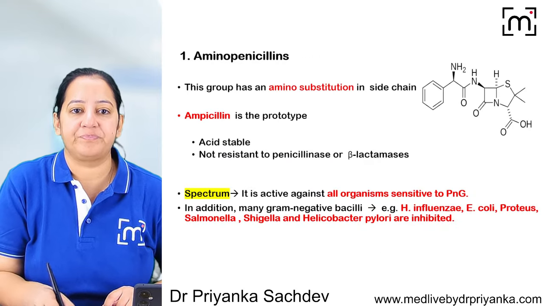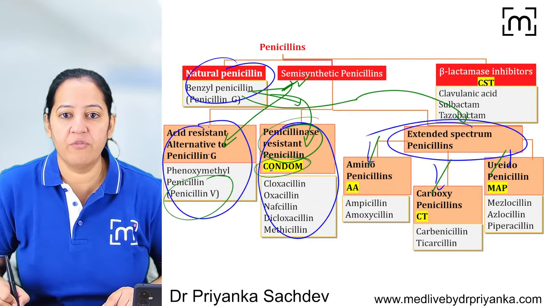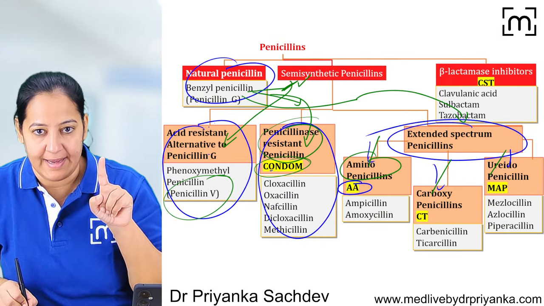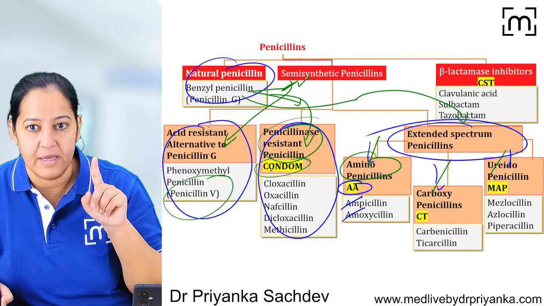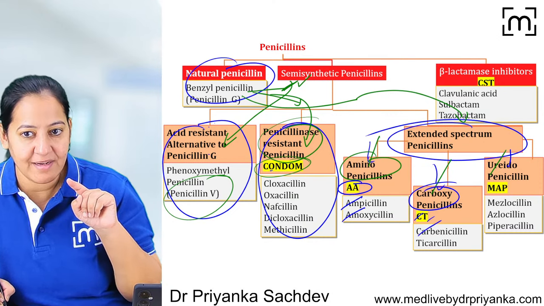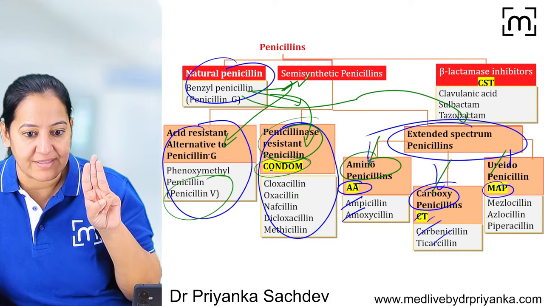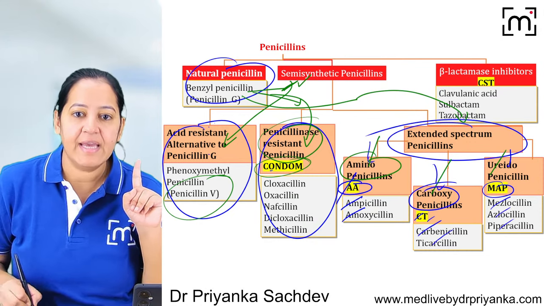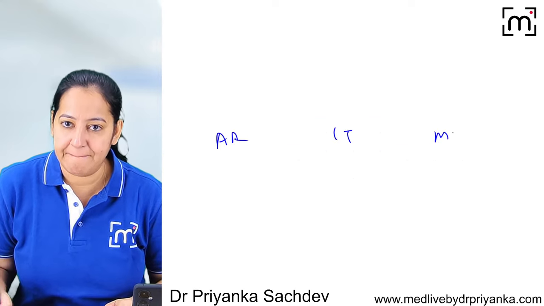Let's start with amino. Amino has two drugs. What are the two drugs in the amino? AA. Ampicillin, amoxicillin. Carboxy also has two drugs, CT. Carbenicillin and ticarcillin. And ureido has three drugs, MAP. Mezlocillin, azlocillin, and piperacillin. So AA, CT, MAP. You can learn AA, CT, MAP.